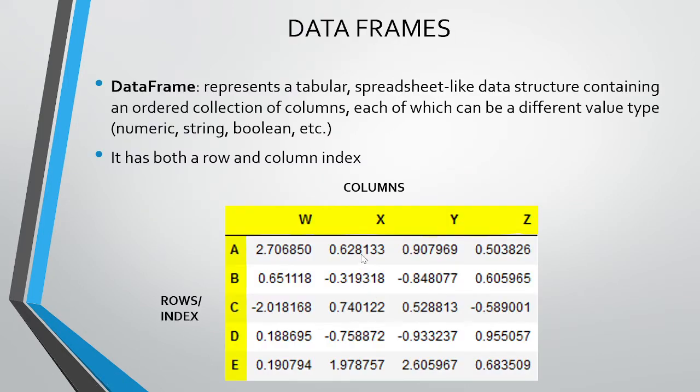A data frame is a two-dimensional data structure, that is, the data is aligned in a tabular fashion in rows and columns. So it has both row index and column index. Let us see how the syntax looks for creating a data frame.